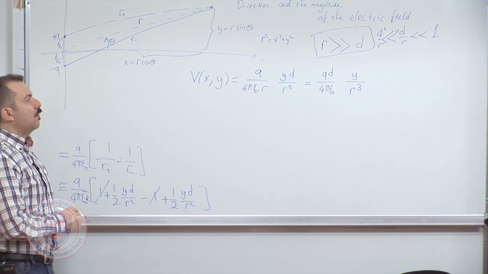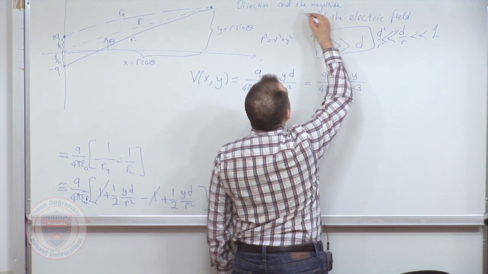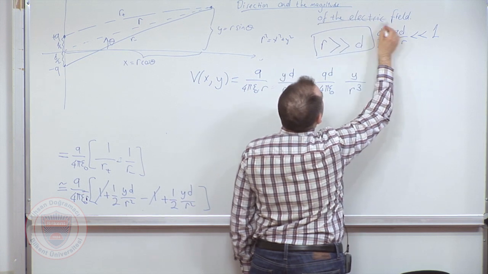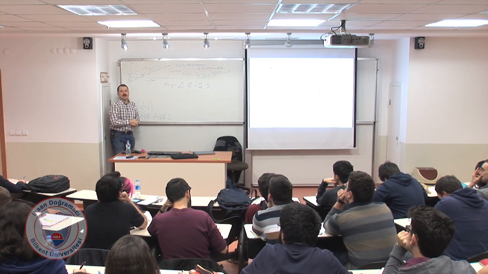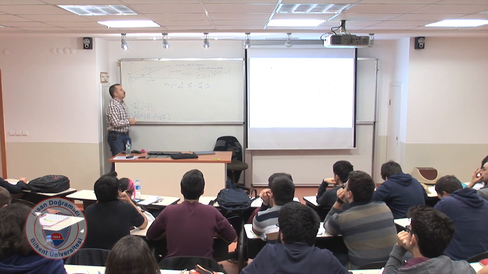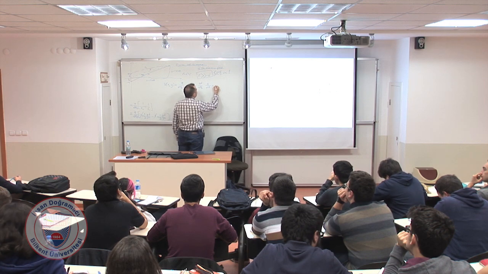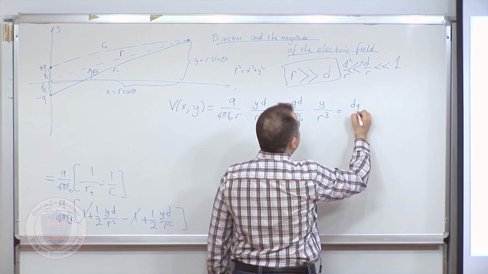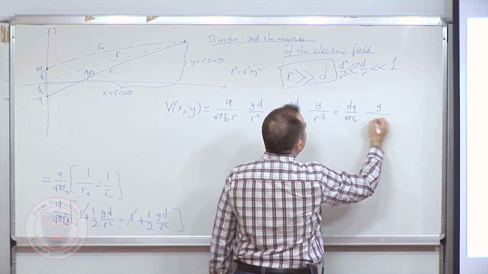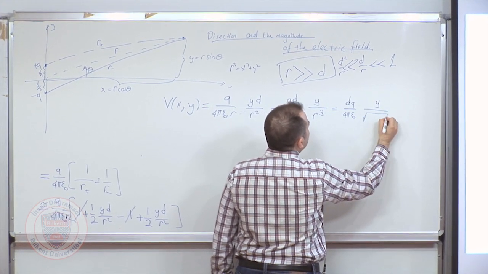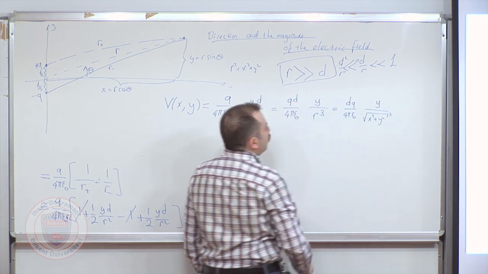But that was not what was asked. I need to find the direction and the magnitude of the electric field, or if you want, the electric field as a vector. So how do I do that? First, let me write everything in terms of x and y. Y is already there, but r is square root of x squared plus y squared to the third power.